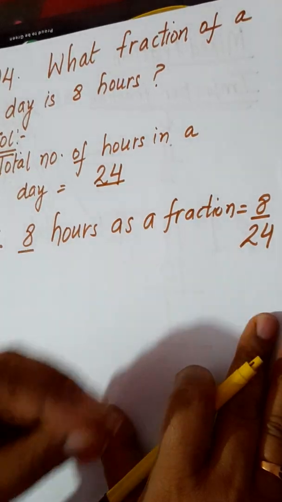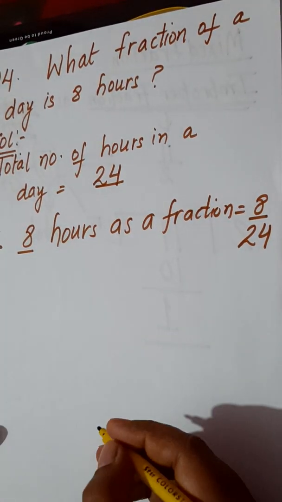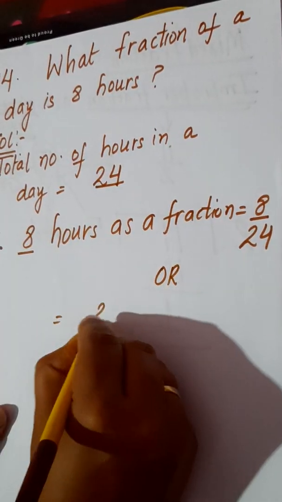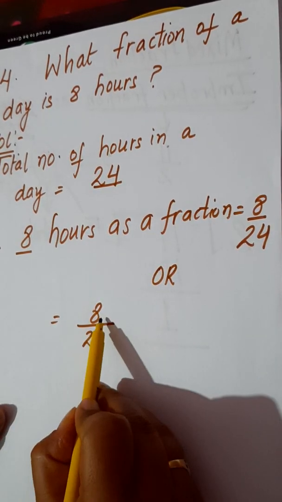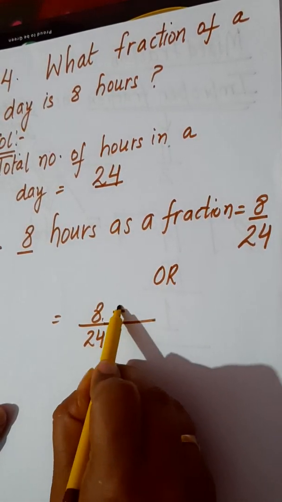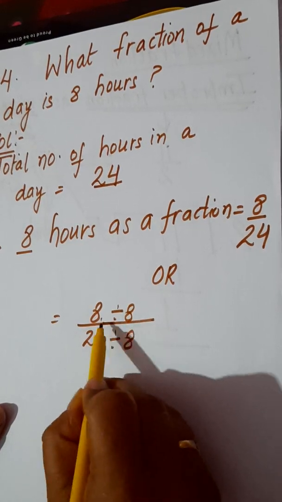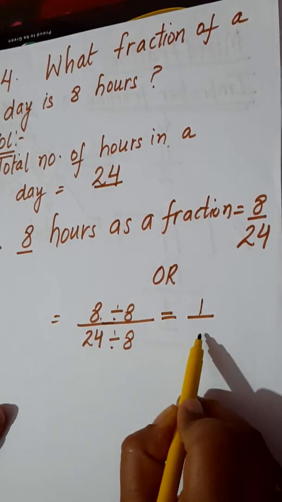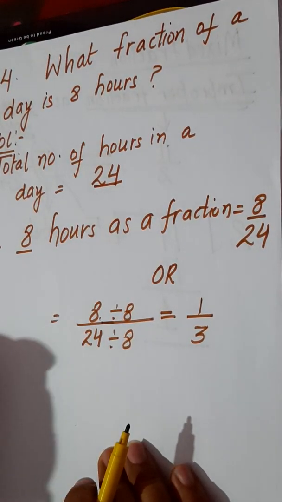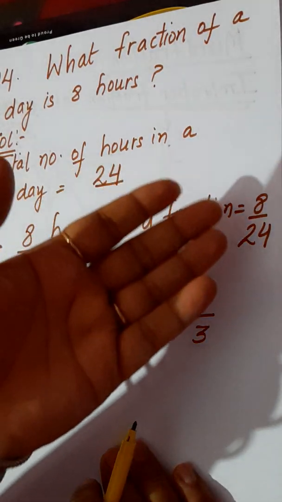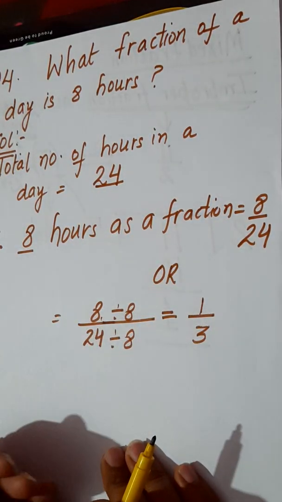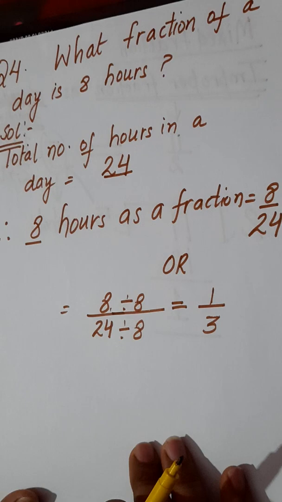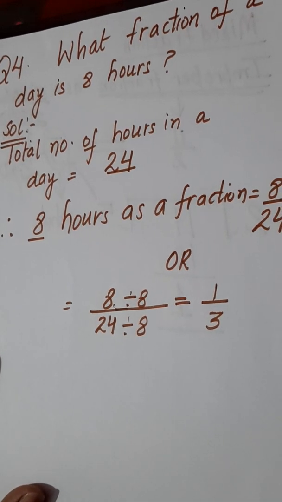You can write 8 upon 24, and you can also reduce this into simplest form. For this, you will write 8 upon 24, as both numerator and denominator are divisible by 8. If I divide 8 by 8 I will get 1. If I divide 24 by 8 I will get 3. So after reducing 8 upon 24 you will get 1 upon 3. So this is your question number 4. Let's start our next question.